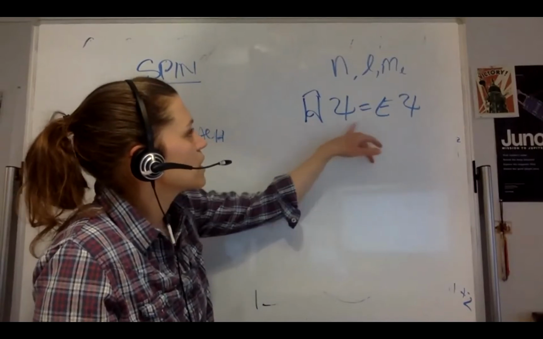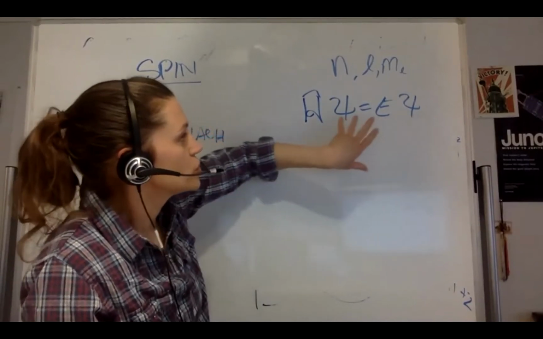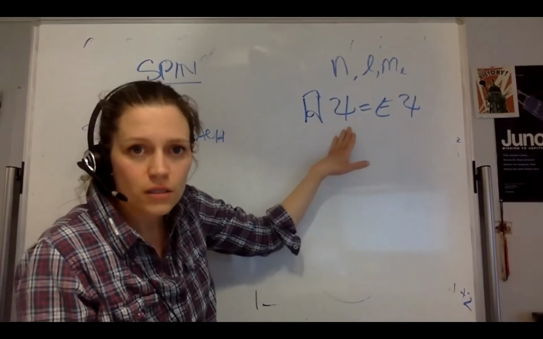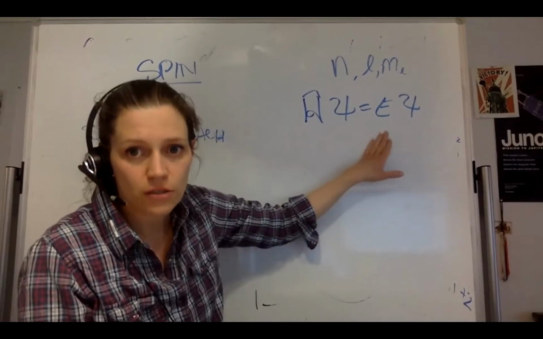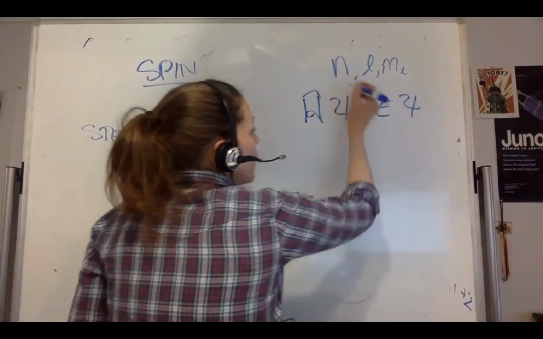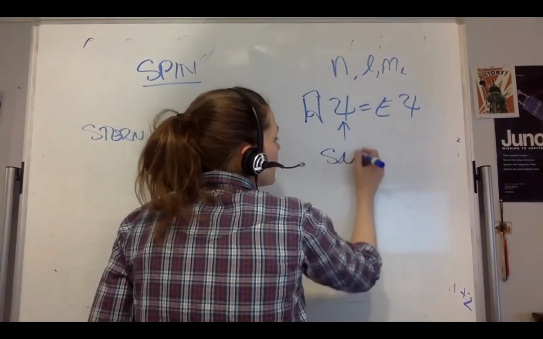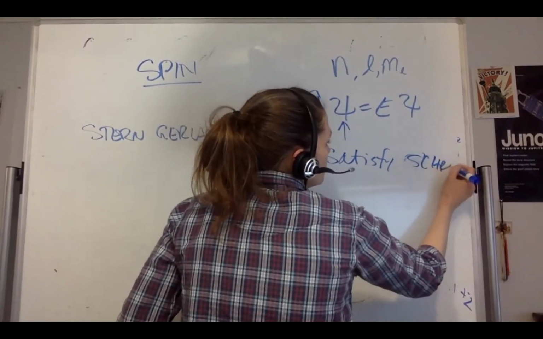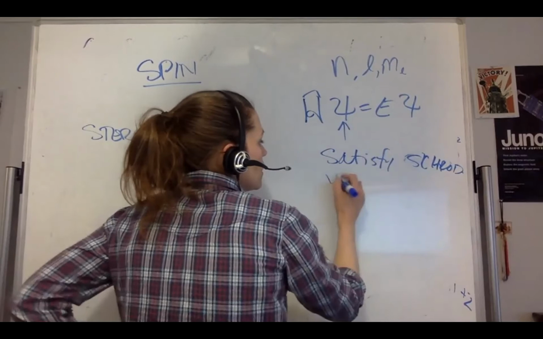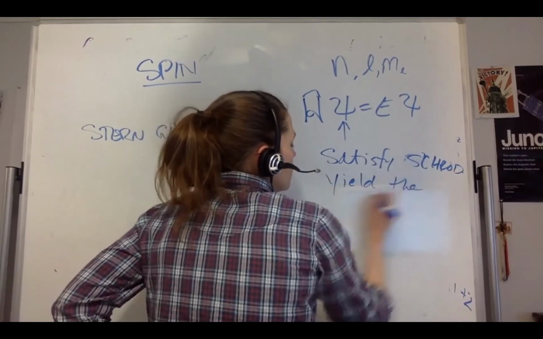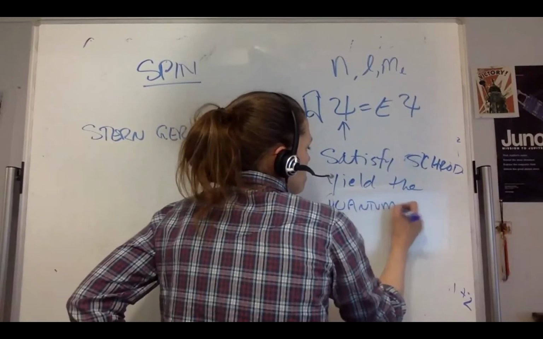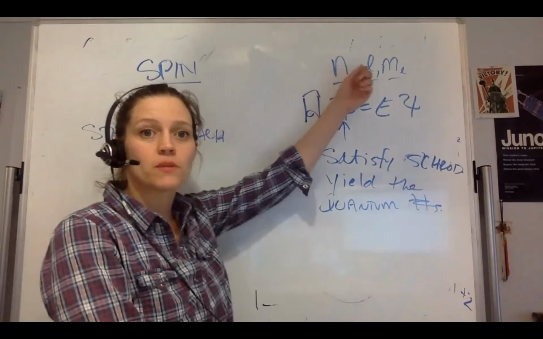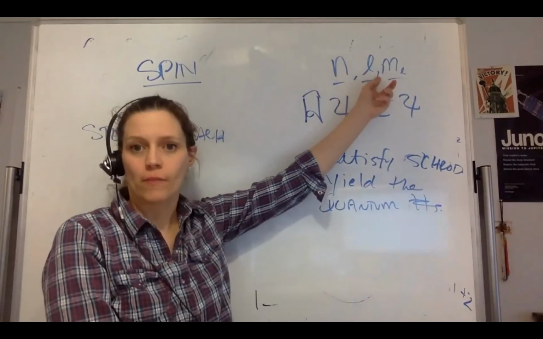Anyway, H psi equals E psi. There's only so many wave functions that you can get when you operate the total energy operator on the wave function gives you the energy of the system, okay? So, and these that satisfy the system, or I should say Schrodinger, yield the quantum numbers n, l and m sub l. Principal, angular momentum, magnetic component of the angular momentum.